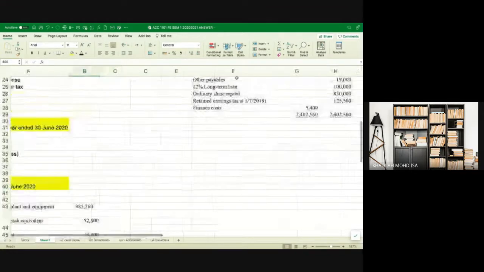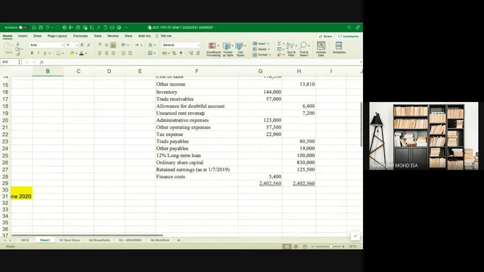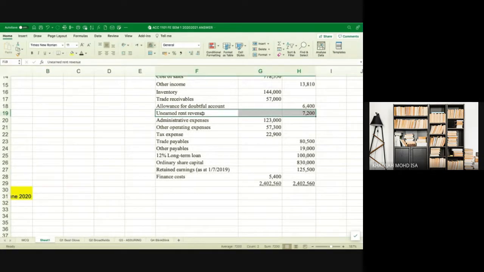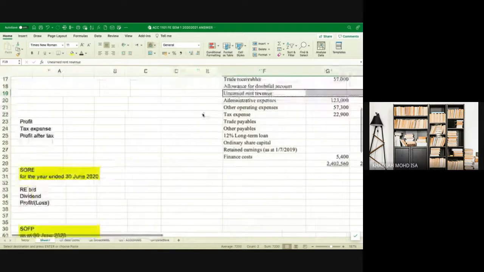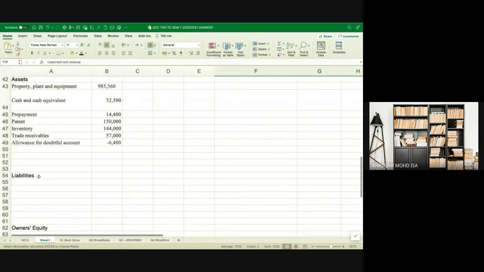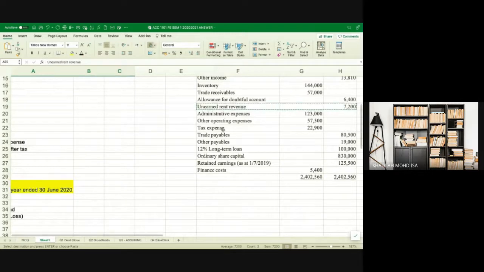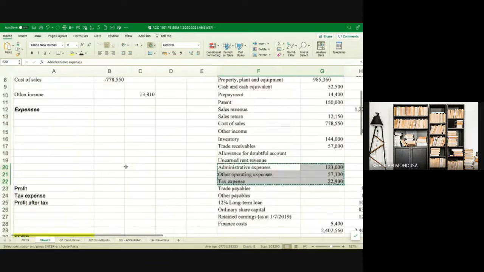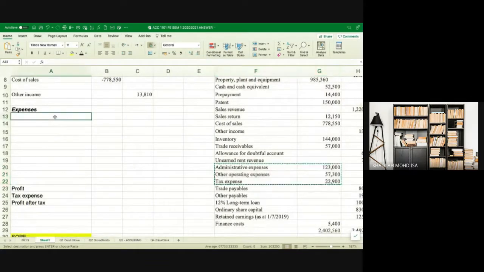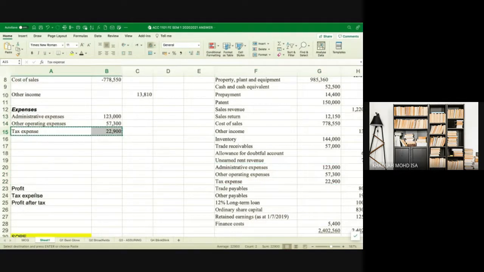What else? I have unearned rental. So this is my liability, unearned revenue. So that is my liability. What else? I have admin expense and other operating expense. For month C, that will be my expenses. I will put it here. All right, but tax expense, I will put it under separate one. I put it here.